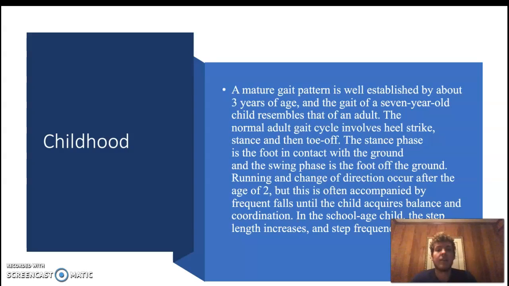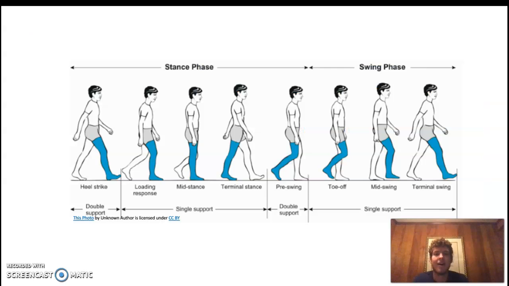So the stance phase is the foot in contact with the ground. And then the swing phase, we have an arm swing in sync, where we start to see this more in childhood, but the patterns are not quite fully developed. And there's lots of examples where you can see that. But yeah, like I said earlier, the running and direction change occur after the age of 2. Anyway, so we move forward into more defined gait.